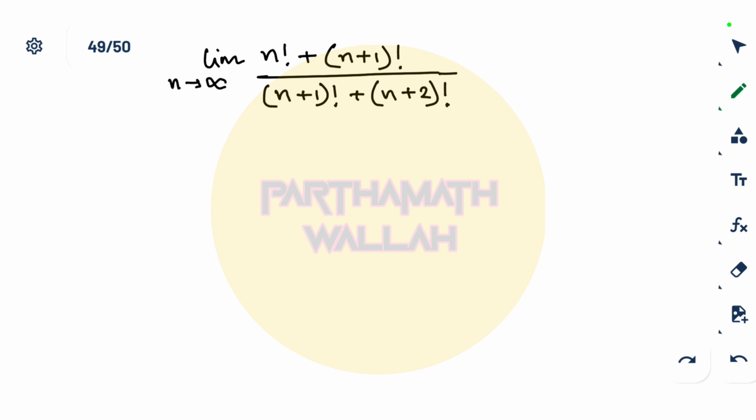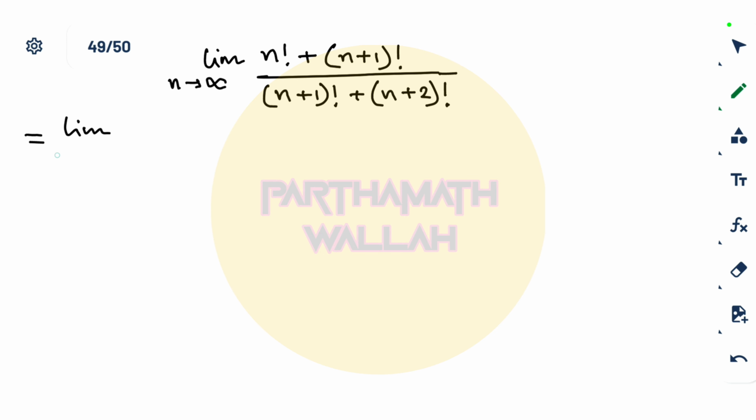Our problem is based on limit with factorial. That is, limit n tends to infinity, (n factorial plus n plus 1 factorial) divided by (n plus 1 factorial plus n plus 2 factorial). So, let's learn how to handle this type of problem.